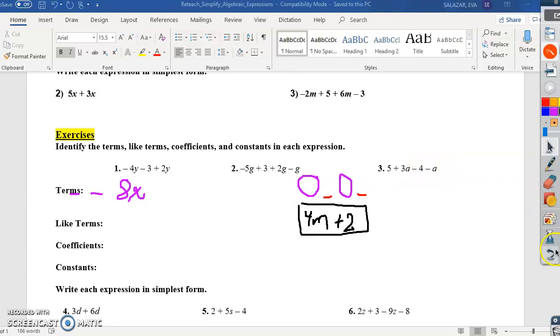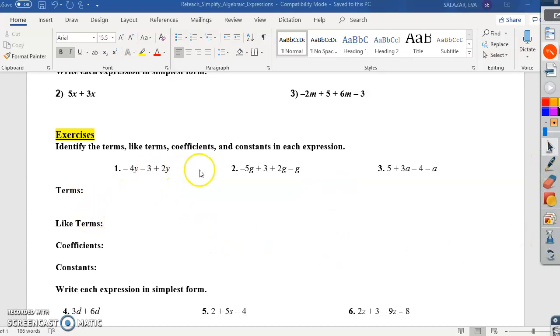So here we go. In these problems, we're going to have to identify our terms, how many terms we have, our like terms, coefficients, and constants. For example 1, we're looking at negative 4y is a term. That's 1. Negative 3 is my second term. And plus 2y, or just 2y, is my third term. So there's a total of 3 terms here.